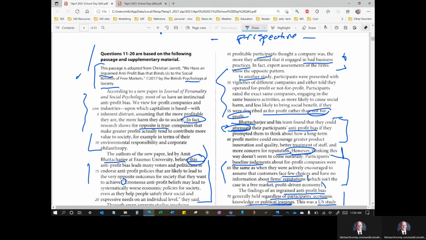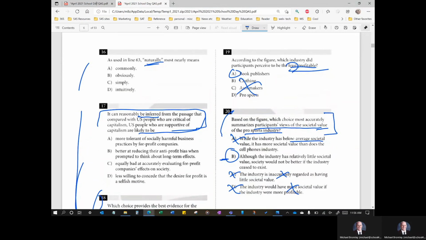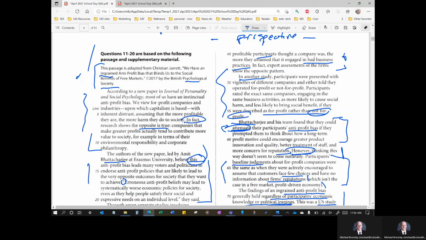So I'm going to go ahead and do 63. What was it? Naturally. They found they could, however, this doesn't come naturally. Oh yeah, this is the however. They could get people to think more kindly of for-profit companies if they told them about all the things they do, but it doesn't come to them naturally.